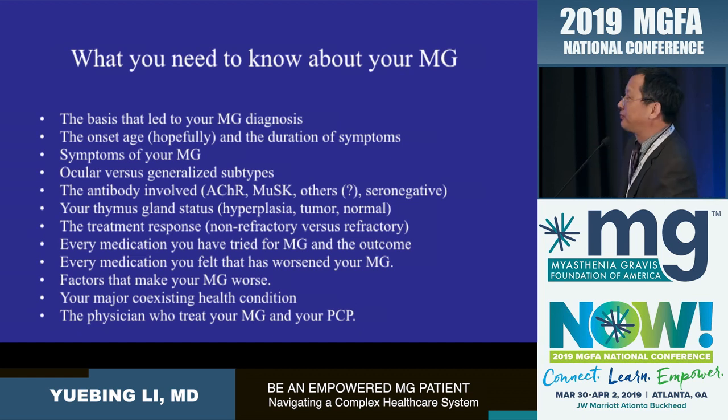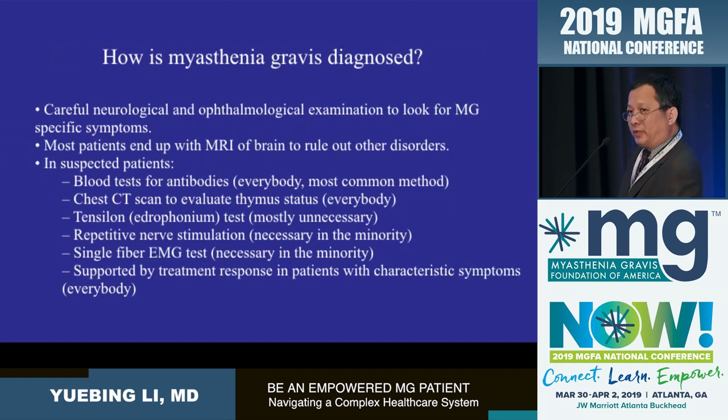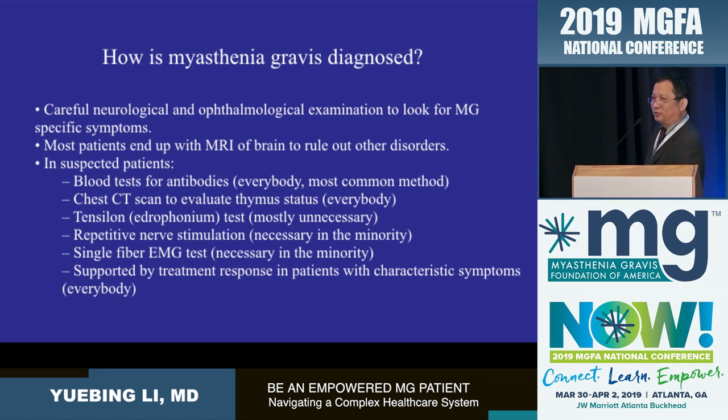That's a lot, right? All right, so how is myasthenia gravis diagnosed? In general, it needs a careful neurological or eye exam. And this exam is looking for MG-specific symptoms. Most patients, no matter what symptoms you have, you end up with an MRI of the brain. Most patients go to the ER, the very first thing to do, they think about a stroke. In suspected patients, you will need a blood test for antibodies. That's everybody. There's nobody with MG diagnosis without ever being checked for antibodies.